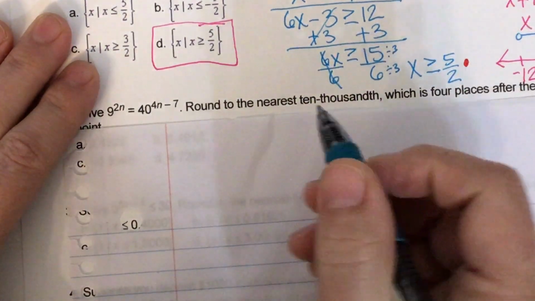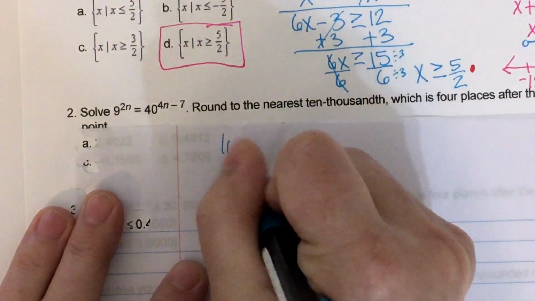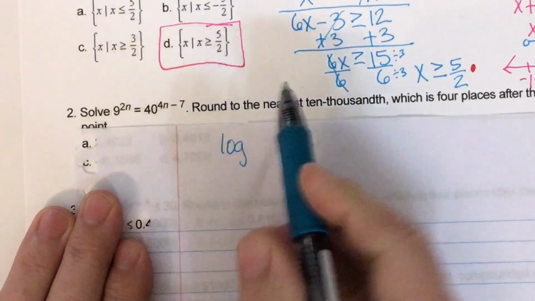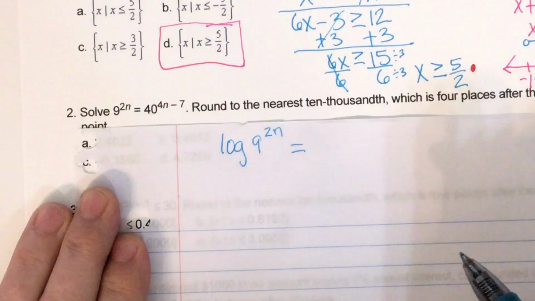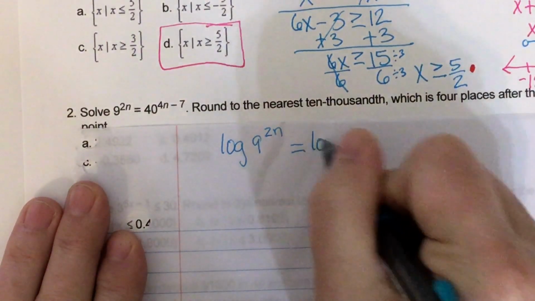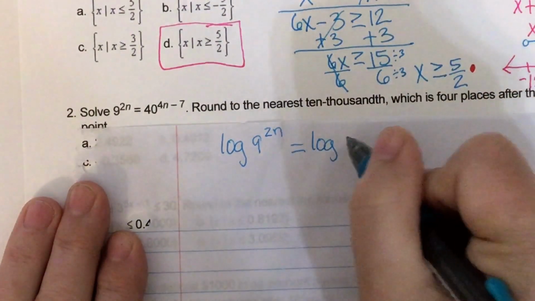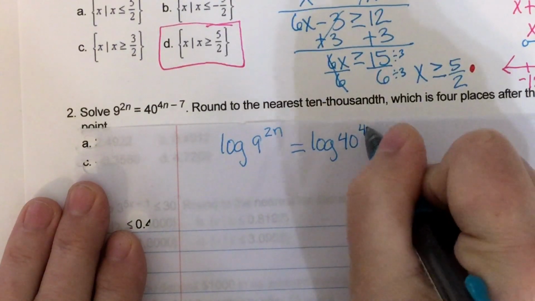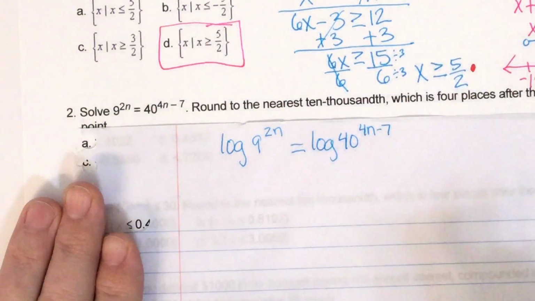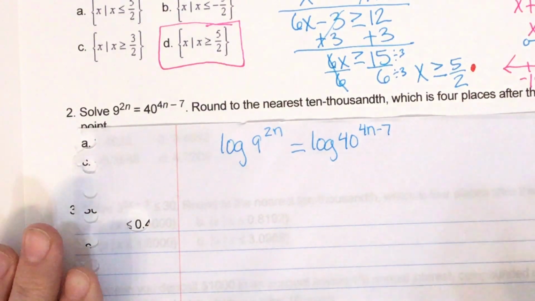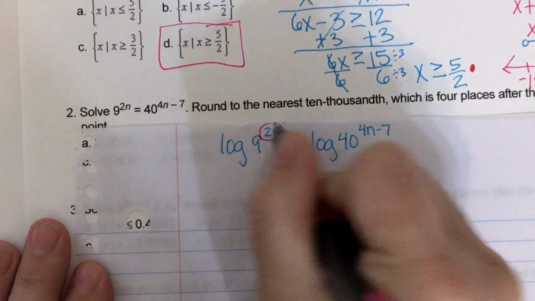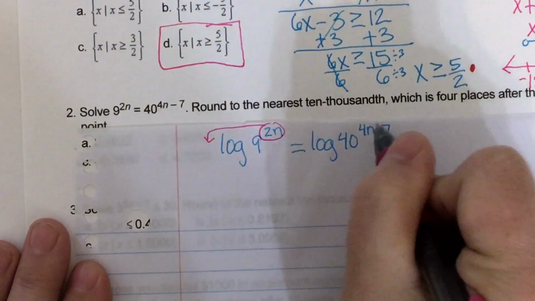All right, so I'm going to take the log of the first side, 9 raised to the 2n, and then I'm going to take the log of the second side, which is 40 raised to the 4n minus 7. Okay, now that I've taken the log of both sides, these exponents are allowed to drop down in front.